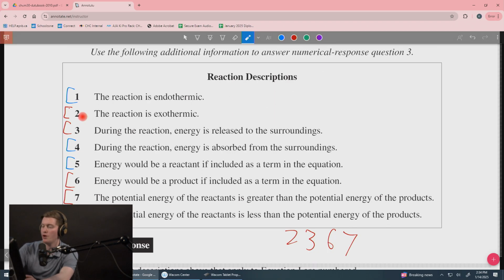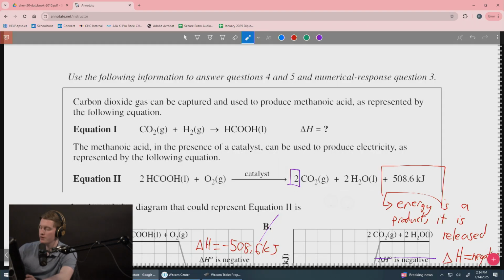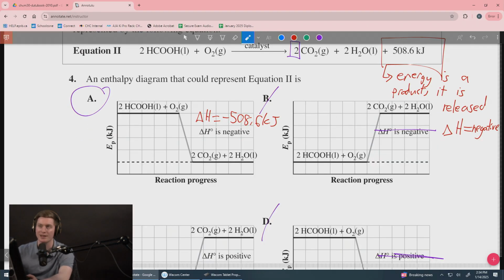I'm actually going to reference something from the last video, a previous question here. Exothermic describes all of the statements in red for the numerical response number 3. If the reaction is exothermic, then energy is released to the surroundings. Energy would be a product if included as a term, and the potential energy of the reactants is greater than the potential energy of the products. You can also take a look at this diagram here. This is an enthalpy diagram from an exothermic reaction.